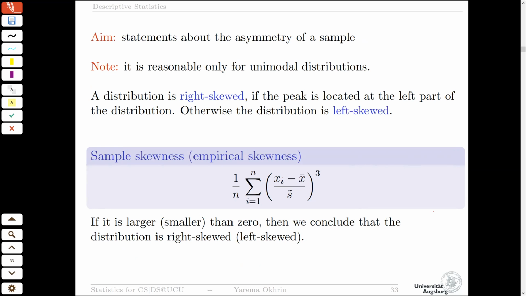So this power 3 simply penalizes large values, large deviations from the mean, much more heavily than it is done in the variance, and positive and negative deviations are penalized in different ways. Positive deviations will be penalized with plus, and negative deviations will be penalized with minus, because we have an odd power.